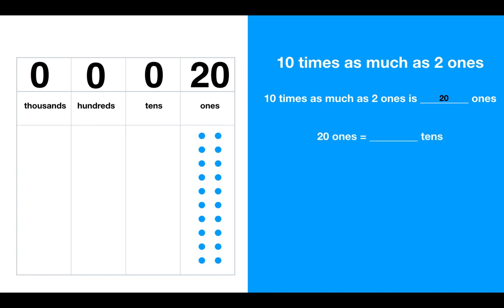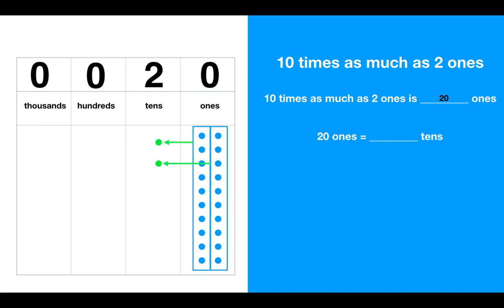But now 20 1s is equal to how many 10s? Well, it's equal to 2 10s because this first group of 10 1s changes to 1 10 and a second group of 10 1s changes to 1 10. So 20 1s is equal to 2 tens. We can say 10 times as much as 2 ones is 20 ones or is 2 tens.